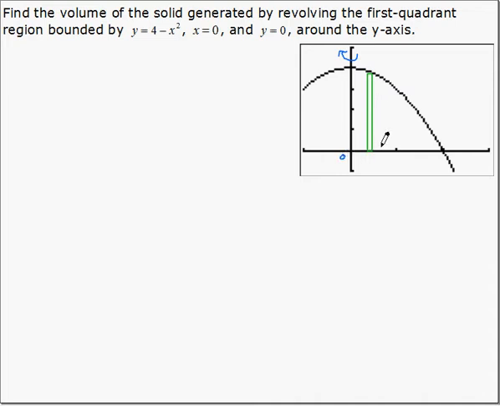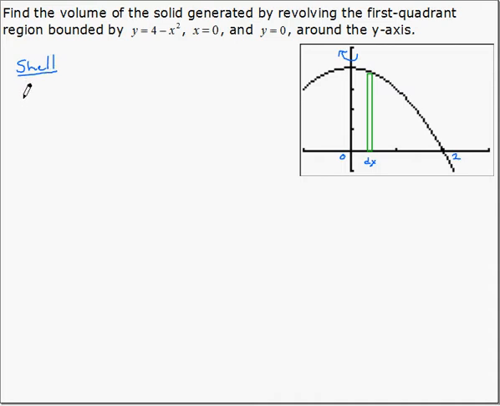This is the point 0, 0. This is the point 2, 0, or x equal 2 there. This is a dx rectangle, which is parallel to our axis of rotation. So we are using the shell method.